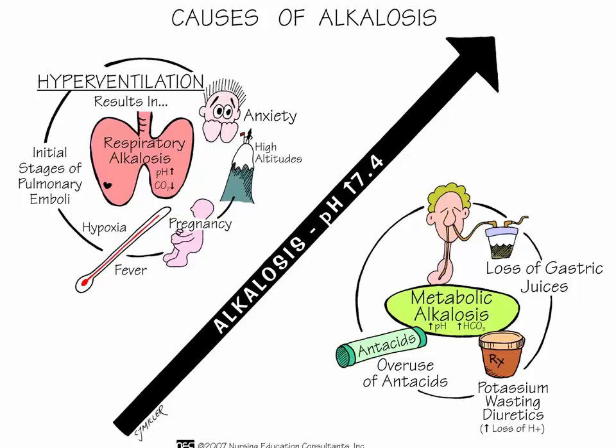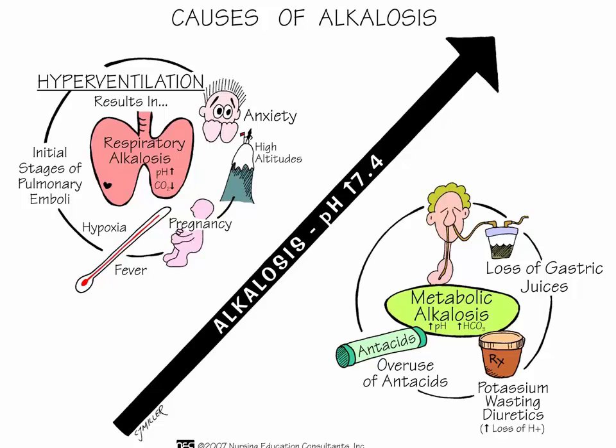Alkalosis, again, respiratory, anything that causes rate and depth to increase. So fever, high altitudes, anxiety, those are things that make me breathe faster, make me breathe deeper, and I'm getting rid of too much CO2. So my pH is going to go up because I'm alkalotic, and my CO2 or my acid is going to go down.